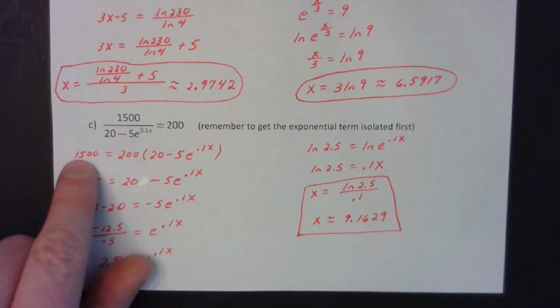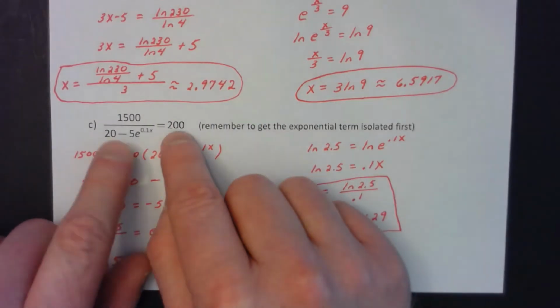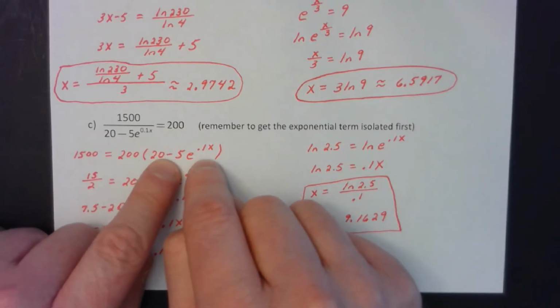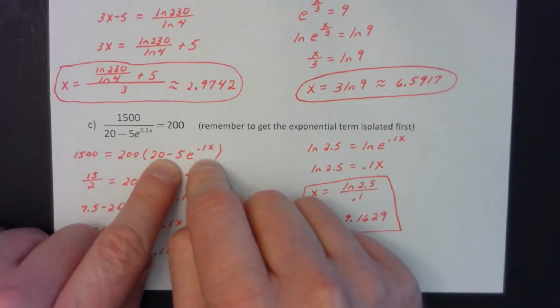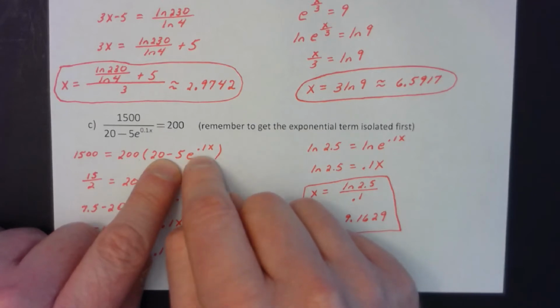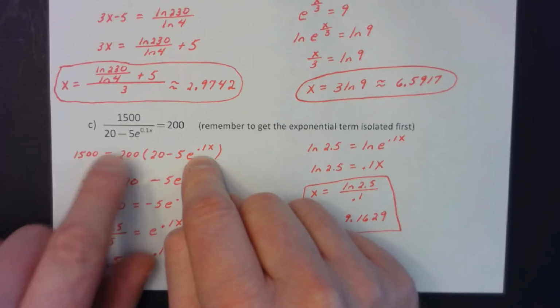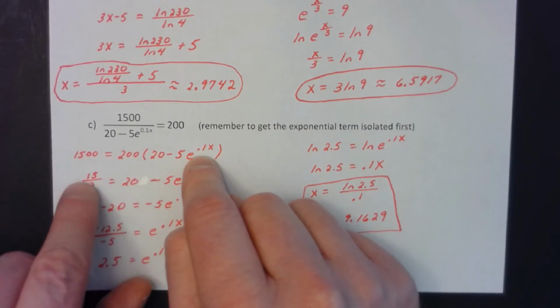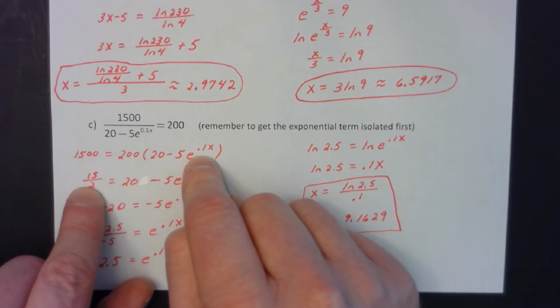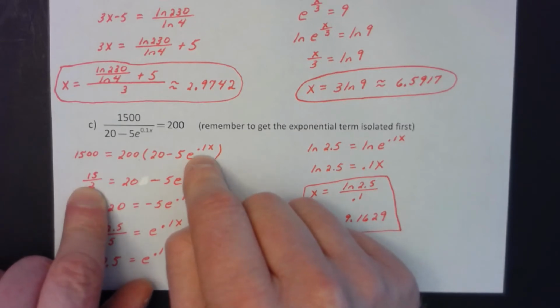When I do that to the left-hand side, I just get 1500. My right-hand side is going to be 200 times that denominator of 20 minus 5e to the 0.1x. So then I need to get this exponential function by itself. Let's get rid of the 200 multiplying it. I divide both sides by 200. 1500 divided by 200 just reduces down to 15 over 2. And I know 15 over 2 is 7.5.